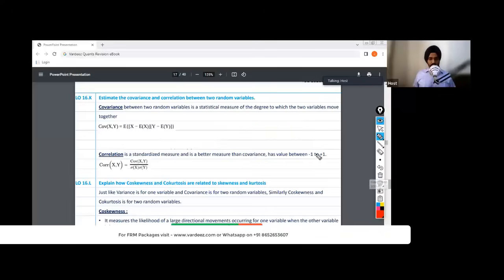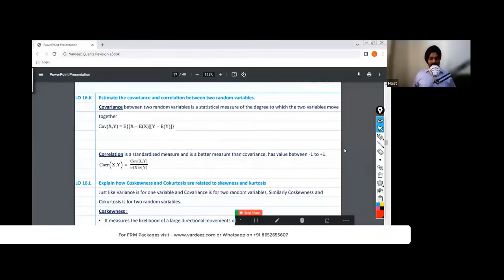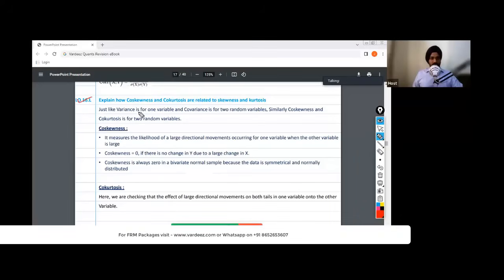this range. So to calculate the formula of correlation, the covariance between X and Y divided by the standard deviation of X, standard deviation of Y. Make sure that you remember these formulas. I really feel that, okay, not exactly they're going to be tested, but it's important. Okay, what about the next learning objective?